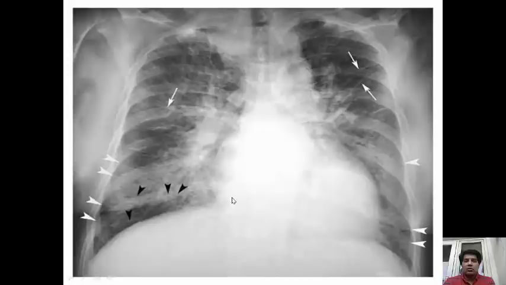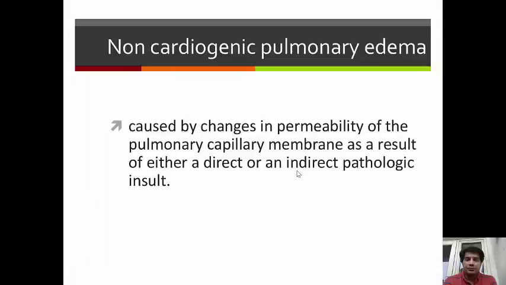In this picture you can also note that the heart is slightly enlarged. So this might be a cardiogenic pulmonary edema. If the heart size is normal, it is possibly non-cardiogenic pulmonary edema. I'll discuss it later as well.